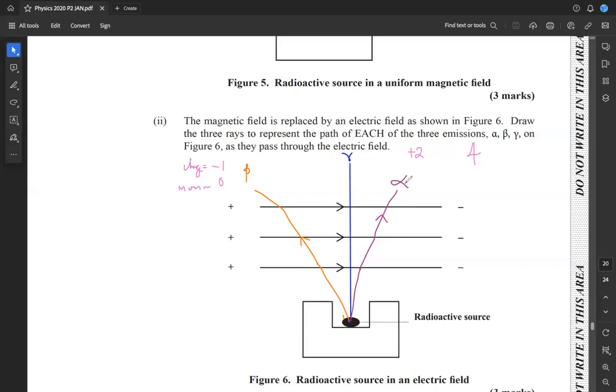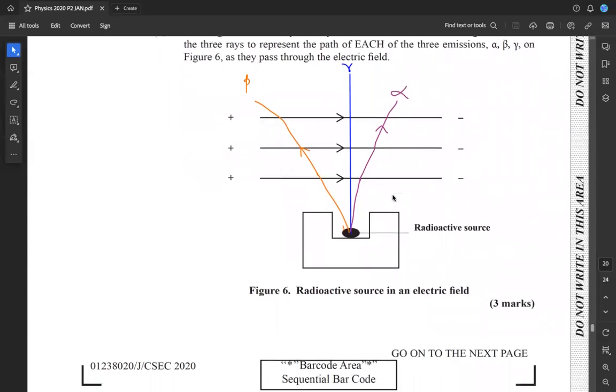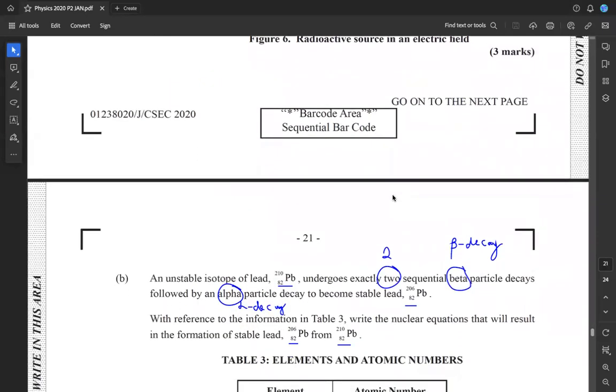And again, over here, we said that the alpha is likened to a helium nucleus that has a charge of +2, so it's positively charged, will move towards a negative plate, and has a mass of around 4, so that's fairly heavy. So it's not going to be deflected as much as you would see for the beta, which has virtually no mass, okay? So that's all that we needed to draw here for part 2. And we would have gotten our 3 marks there, okay? So let's move on down to see what the rest of the question is about.